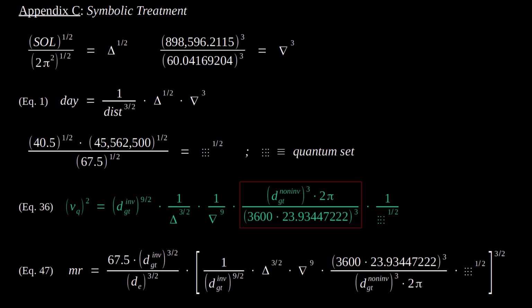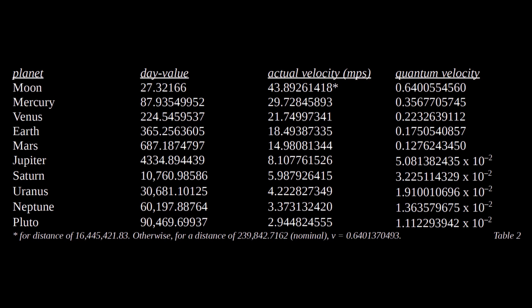The first day term is also cubed because you can look at the day term that I gave you before and you can see that these things are cubed. So all of this is cubed except for the 2 pi to give a velocity. And that's mainly all there is to the quantum velocity, is that everything is cubed. The quantum values at the very end, represented by the grid symbol, are inverted. And that's it. So those values look like this. This is the third column here, quantum velocity. And you can see it goes from the moon's value of 0.64 miles per second to 1.12 times 10 to the minus 2 miles per second for Pluto.